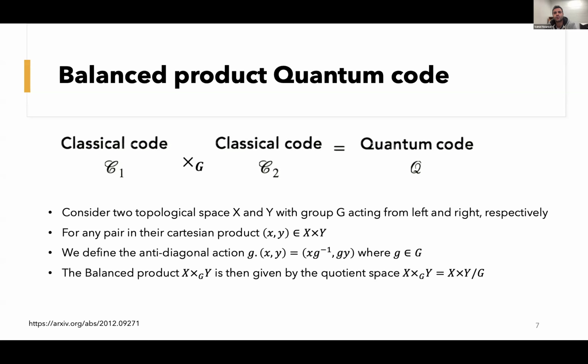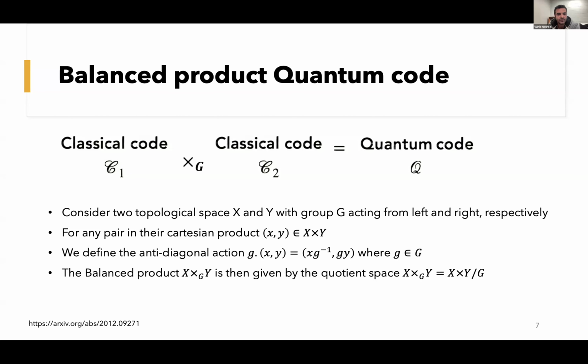The balanced product involves two topological spaces, X and Y, with a group acting on each. In this context, we use an anti-diagonal action to form the balanced product. This balanced approach is valuable for constructing quantum LDPC codes because it maintains code structure while introducing group symmetry that helps manage qubits and checks effectively.